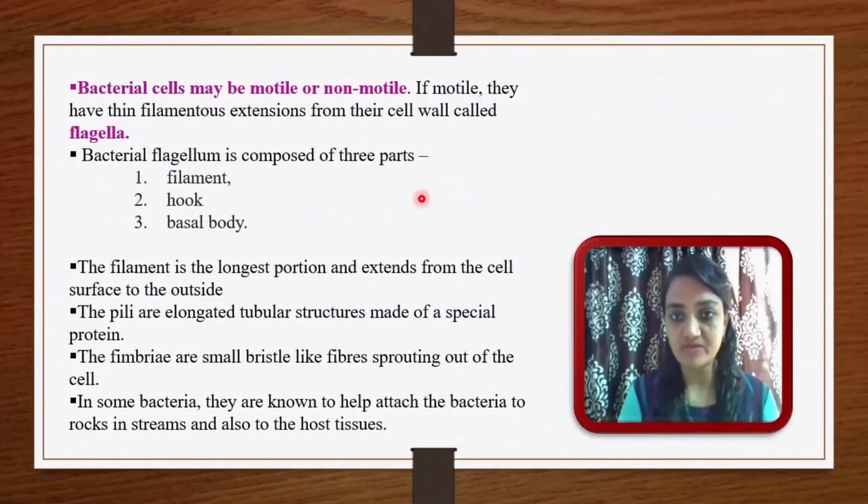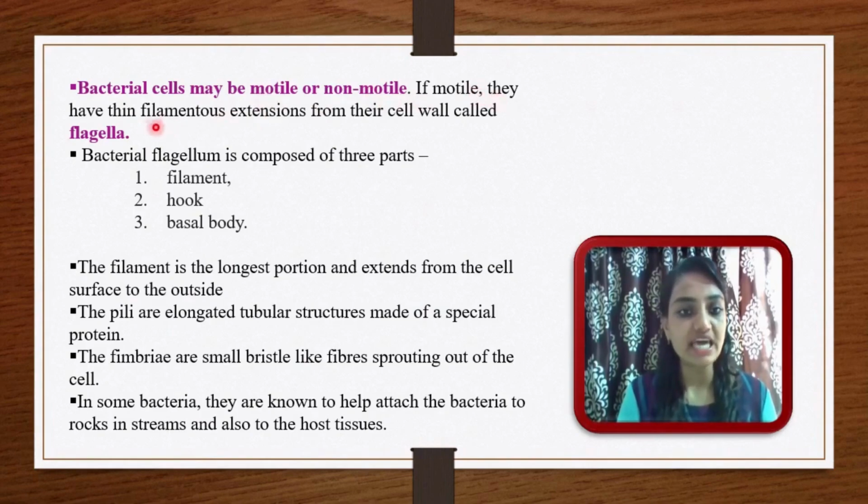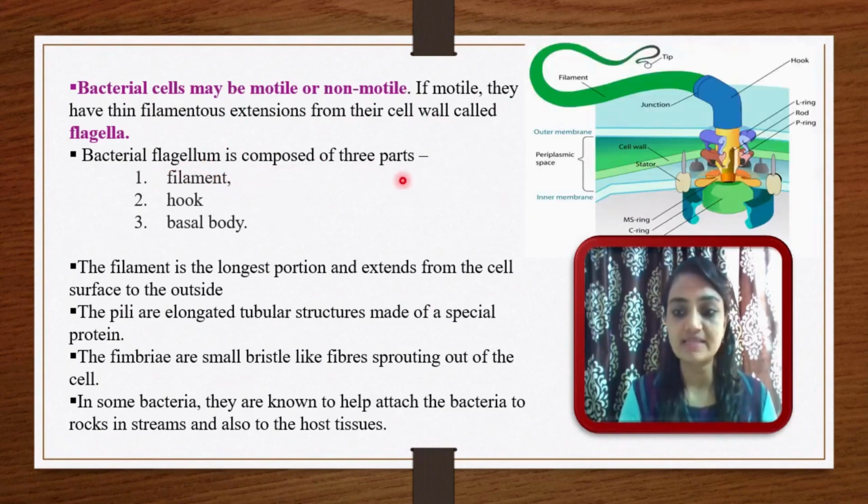If you observe any prokaryotic cell, we can divide them into two groups on the basis of their motility. A bacterial cell may be motile or non-motile. If they are motile, they have thin filamentous extensions from their cell wall, called flagella. Only motile bacteria possess flagella, and the bacterial flagellum is composed of three parts. Here you can see the first part is a filament, then a hook and a basal body.